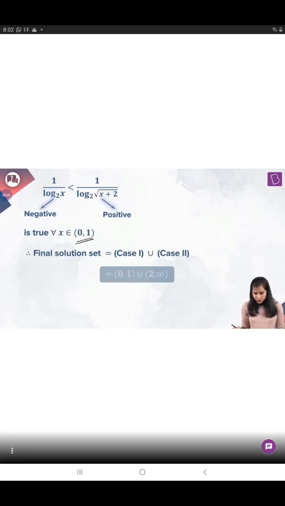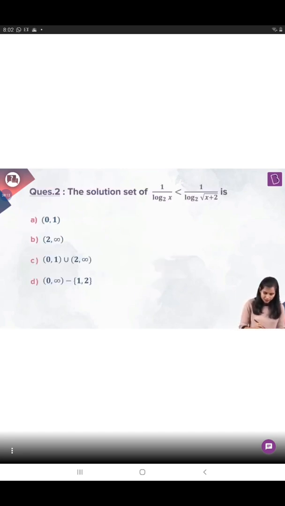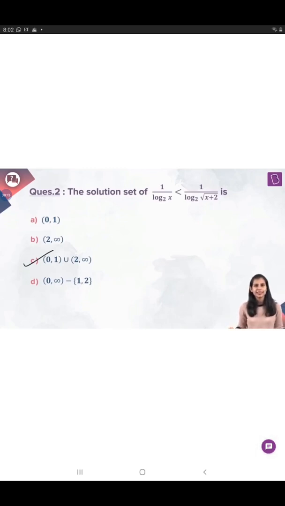So final solution set, case 1 union case 2, which is (2, infinity) union (0, 1), and this is my final answer. Sitting as option C. Quickly tell me how many of you all got option C as the correct one, because if you've got this correct, trust me, your concepts are really clear. You can feel good about yourself.